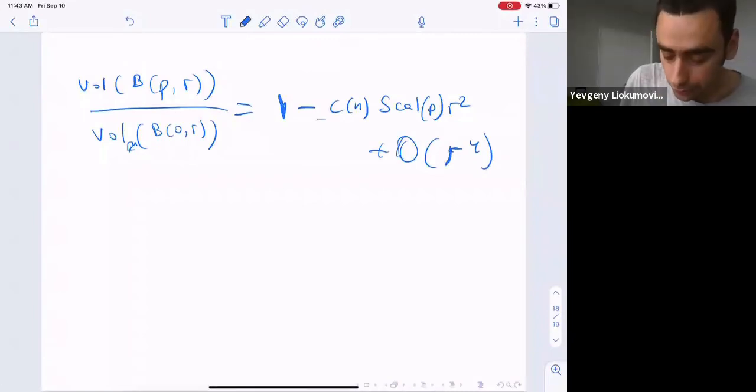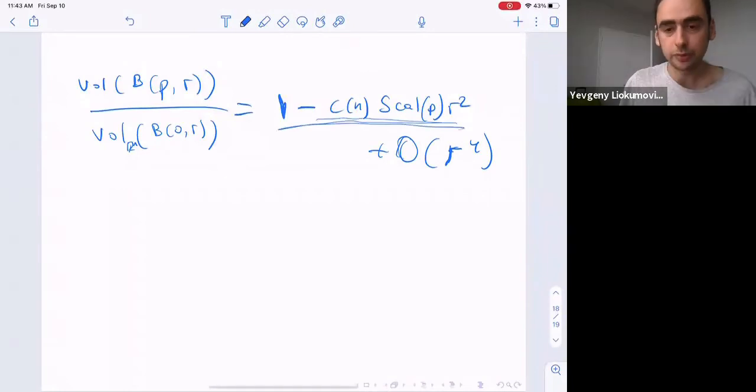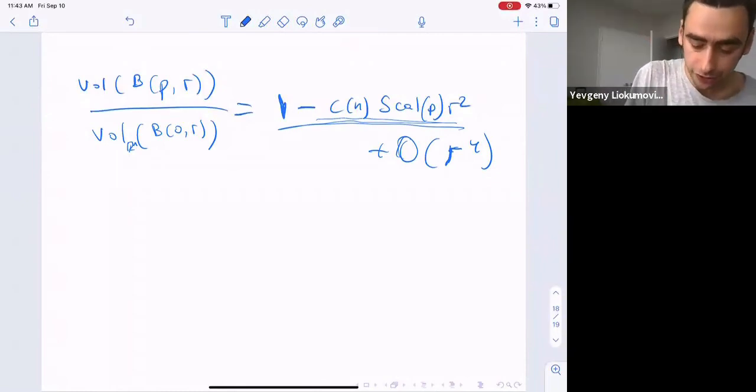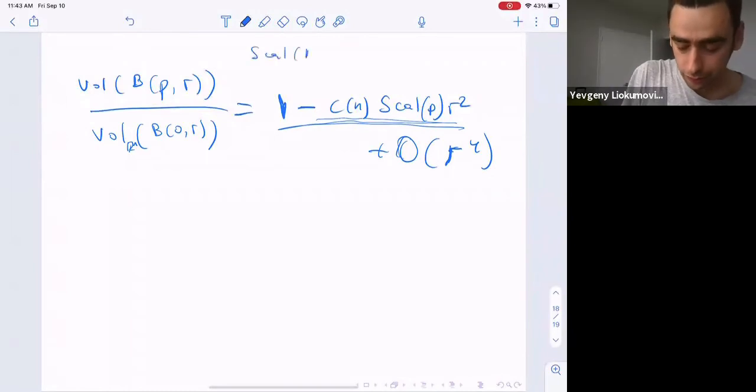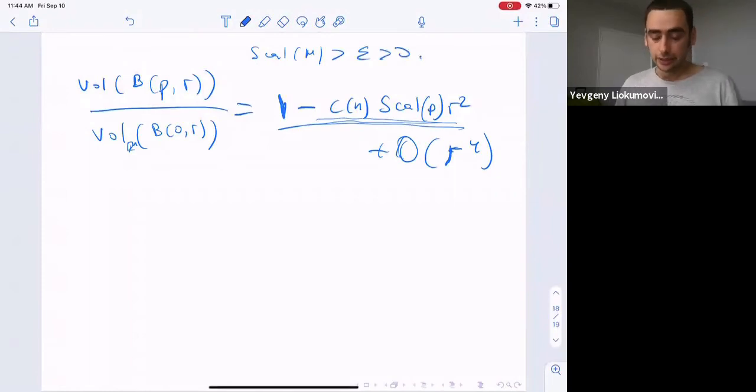And so you know that, for example, for a compact manifold, there is a scale on which all balls are smaller than Euclidean balls. If your scalar curvature of M is positive, then you know that at some scale, all of your balls have smaller volume than Euclidean.